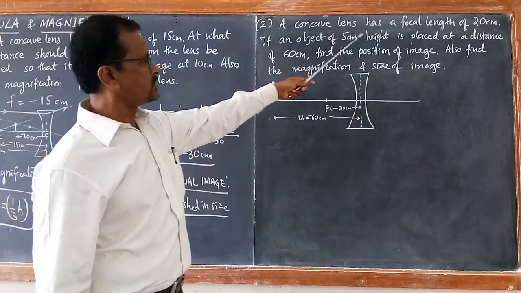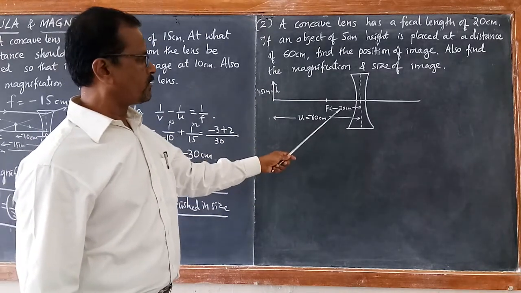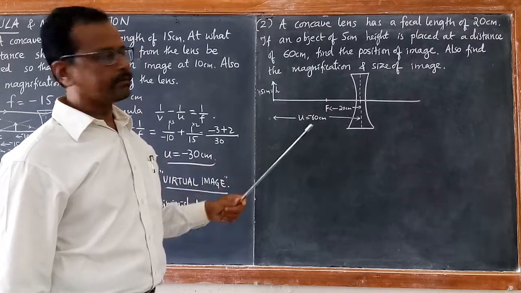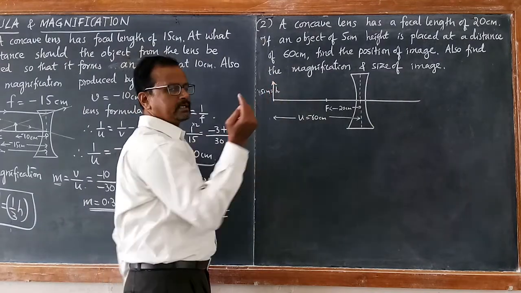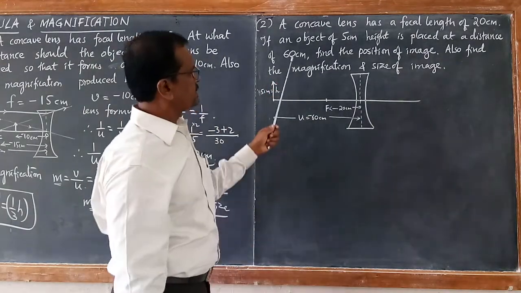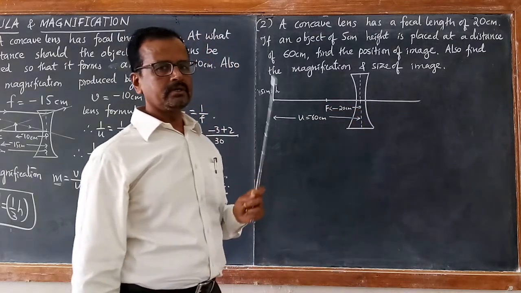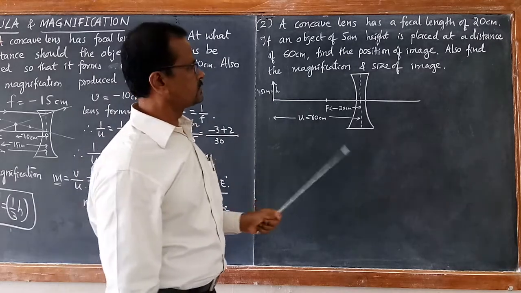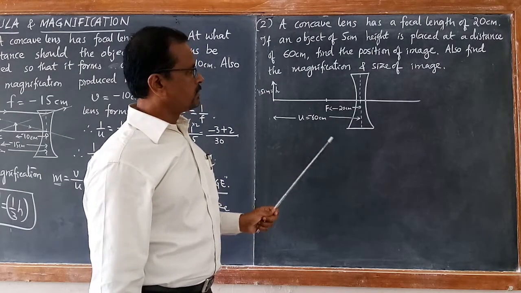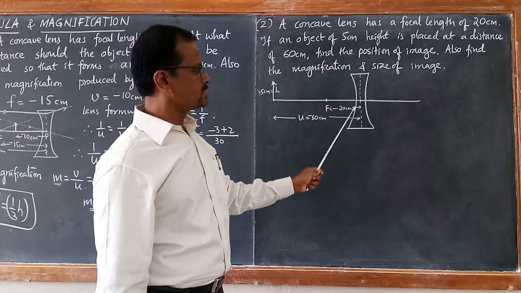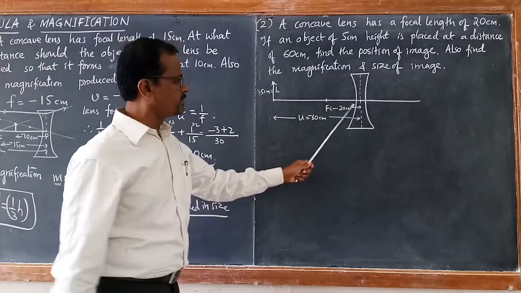A concave lens has a focal length of 20 centimeter. This is a concave lens I have just drawn, having a focal length of 20 centimeter. It should be again negative. If an object of 5 centimeter height is placed at 60 centimeter from the lens, find the position of image. Means you are asked to find the image distance. Also find the magnification and size of the image. Now again the concave lens is going to form a virtual image only. It's going to form the image on the same side.